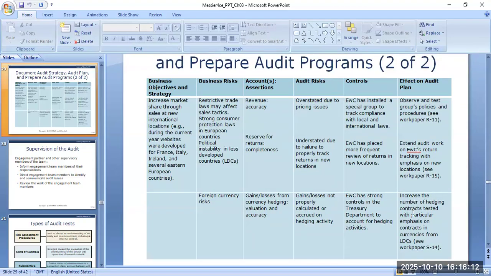We may increase the number of hedging contracts tested, since they have a process in place. So we're just going to test the process. Is the process actually working in place? So that's basically the idea with the audit: going through the objectives and strategy, assessing the business risk, going to the assertions, which I told you are important, audit risk, internal control, and the effect on the audit plan.